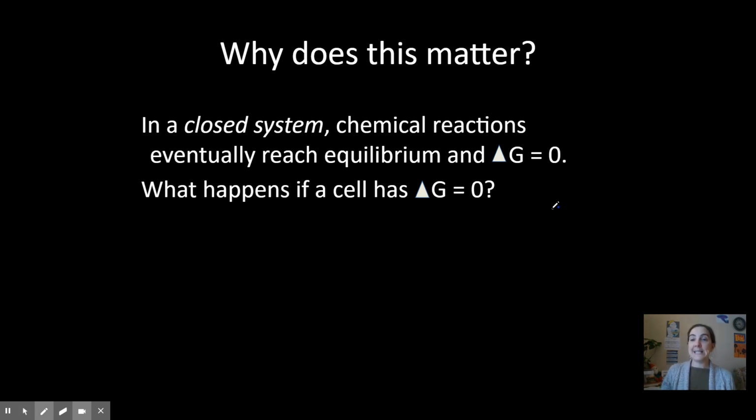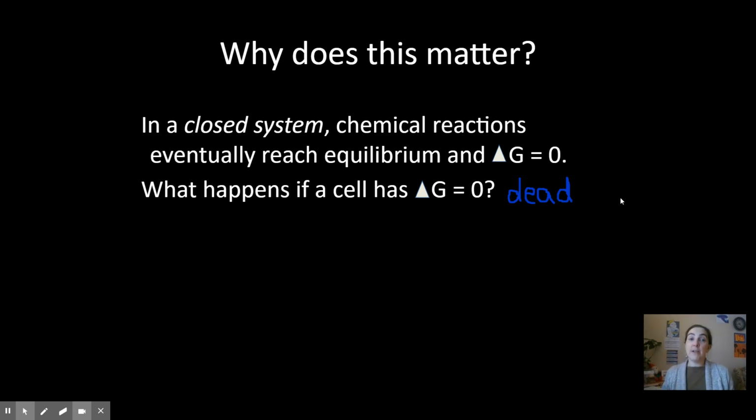However, in a cell, if there's no energy being released and no energy being used, that means none of those chemical reactions are happening. The cell's metabolism has stopped. And that actually means that that cell is dead because living things need to be taking in materials and energy and using them to build things and maintain homeostasis as they carry out all those processes. So equilibrium is actually not a good place for living things to be.